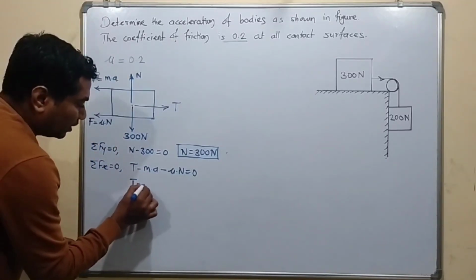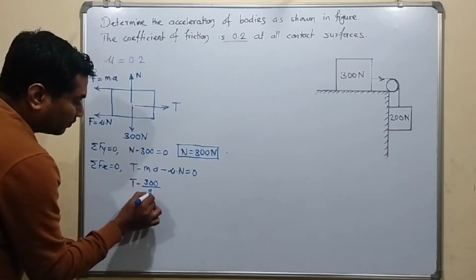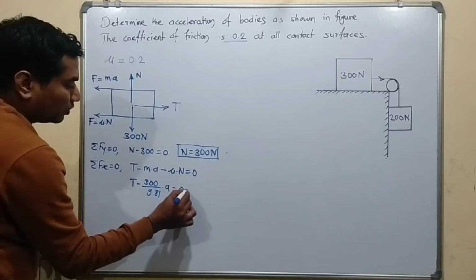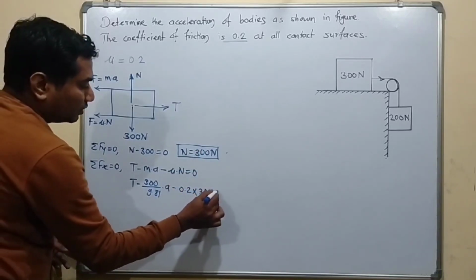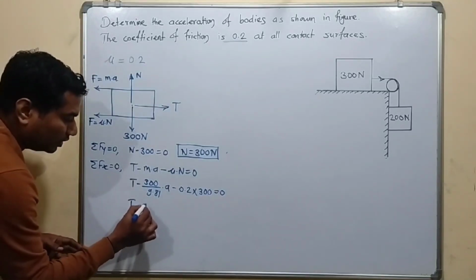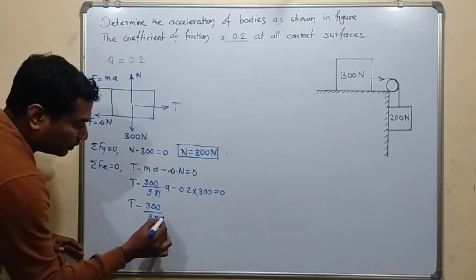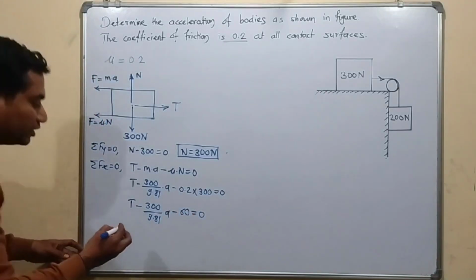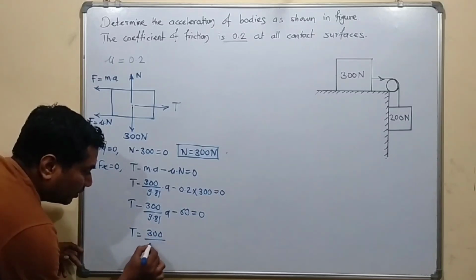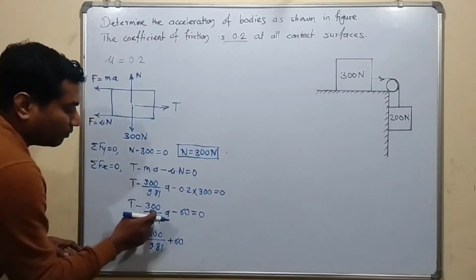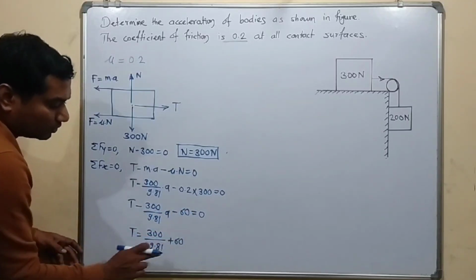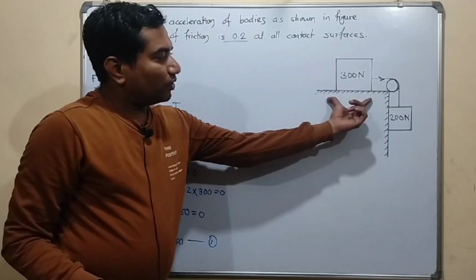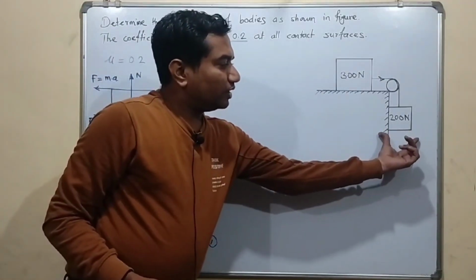So let's solve. T minus mass, which is 300 divided by 9.81, into acceleration, minus the coefficient of friction 0.2 into the normal reaction 300, is equal to 0. Simplifying, T minus 300 divided by 9.81 into A minus 60 is equal to 0. Or we can simply write T is equal to 300 divided by 9.81 into A plus 60, by taking these two terms on the right side, they become positive. So this is equation number 1. Now we have solved the first block, that is the block kept on the horizontal surface. Now we have to solve the second block, that is on the vertical side.